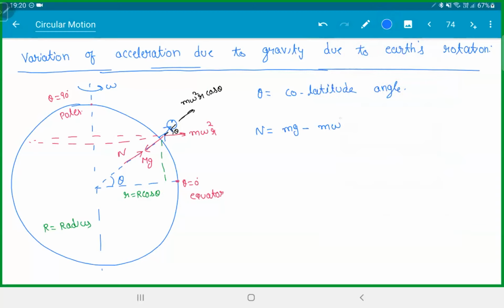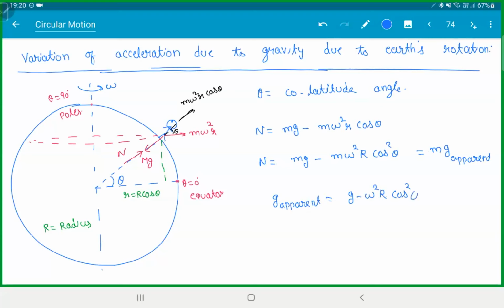Mg minus m omega square r cos theta, where small r is nothing but capital R cos theta, so m omega square r cos square theta. You can write this as m into g effective or g apparent. So people on the Earth, what we experience is not exactly gravity. Because of rotation, the gravity becomes slightly less, whose value is g minus omega square r square cos square theta. So this is the gravity we experience.